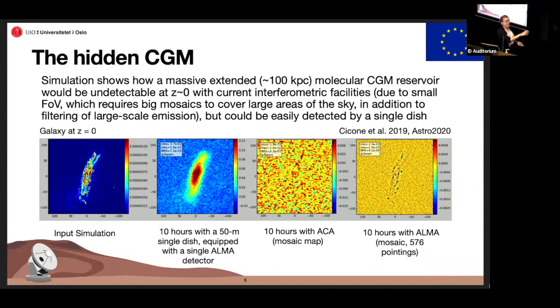What you can see immediately is that for ACA and ALMA, we filter out almost all the emission from the galaxy itself, so we don't really see any structure. This is first of all because it's an interferometer, but also because the field of view is quite small. So we need a lot of different pointings to capture the whole galaxy and can't really use the observing time. Well, if we have a big dish where you don't need as many pointings, we can actually have deeper observations and recover the CGM of the galaxy.